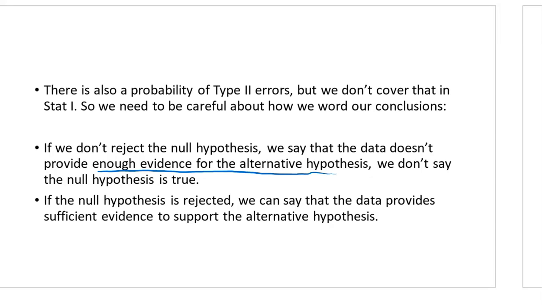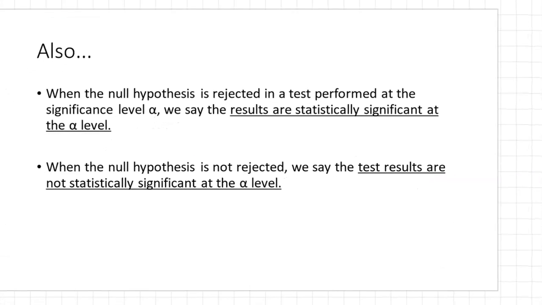On the other hand, if I do reject the null hypothesis, I can say the data provides enough evidence to support the alternative hypothesis. So I'm talking about a threshold of evidence, not stating that one specifically is true. I'm saying that there's not enough evidence for the alternative hypothesis, or I'm saying that the data provides sufficient evidence to support the alternative hypothesis. I can't say with 100% certitude whether one or the other is true. I'm simply looking to see whether I've met that threshold of evidence.